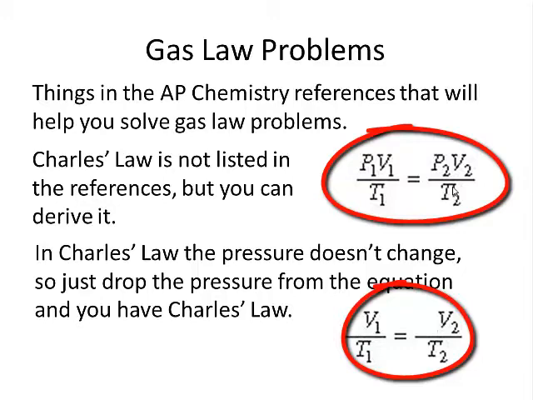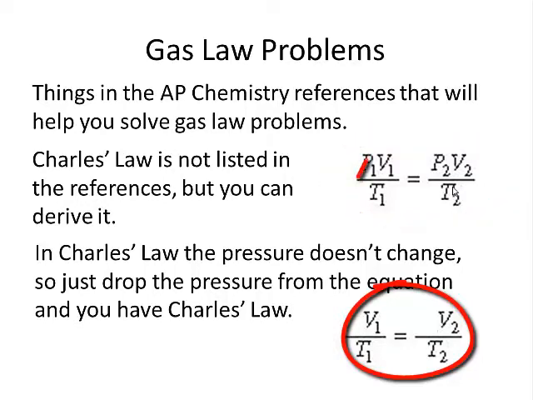So if you've got a question that's asking you, got an initial volume, an initial temperature, a change in temperature, what's the volume? Well, you're not changing any pressure. So you just drop it off. Does that make sense? Okay? All right. I mean, if we did the math, we could just divide it out anyway, so it wouldn't matter.